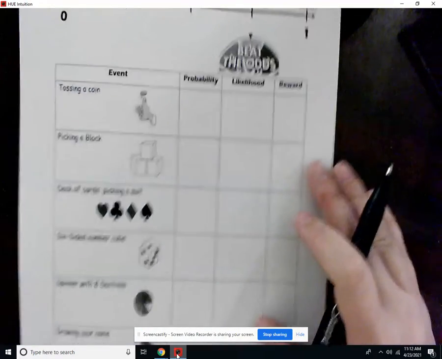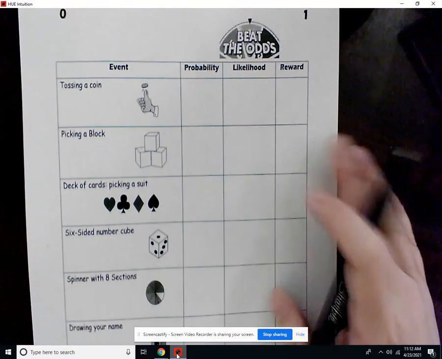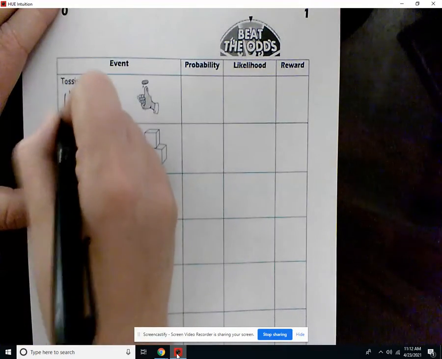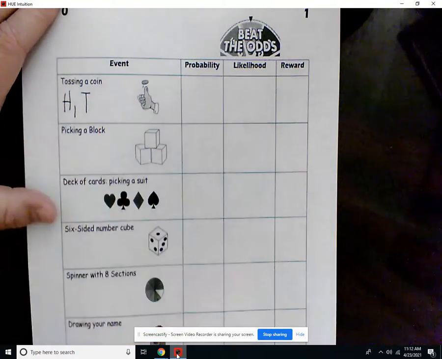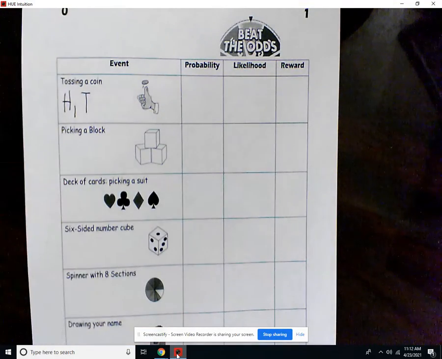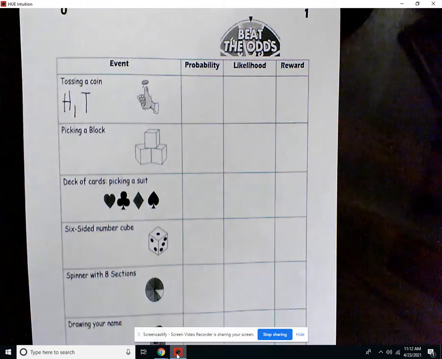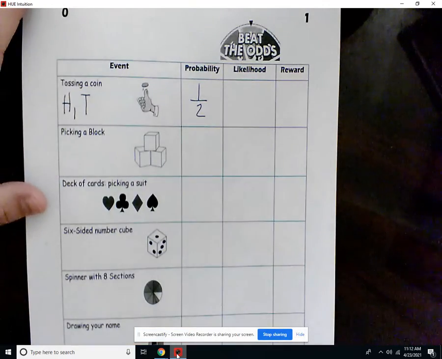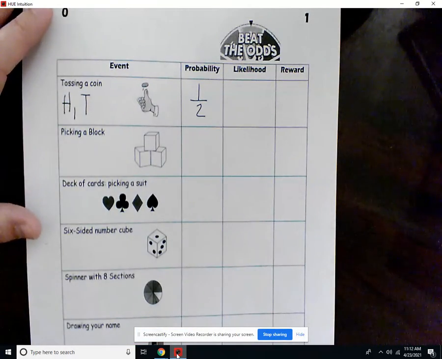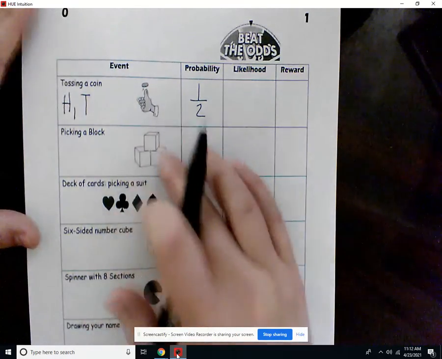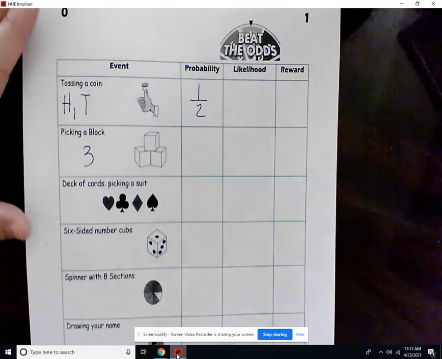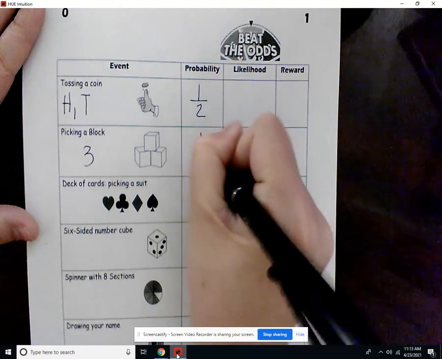Okay, so here are some other events. So tossing a coin, we can get heads or tails. So my probability of our event is going to be 1/2 because we have 2 events, so 1 out of 2. Okay, picking a block. Well, we have how many blocks? 3. So the probability of picking one of those would be 1 out of 3.